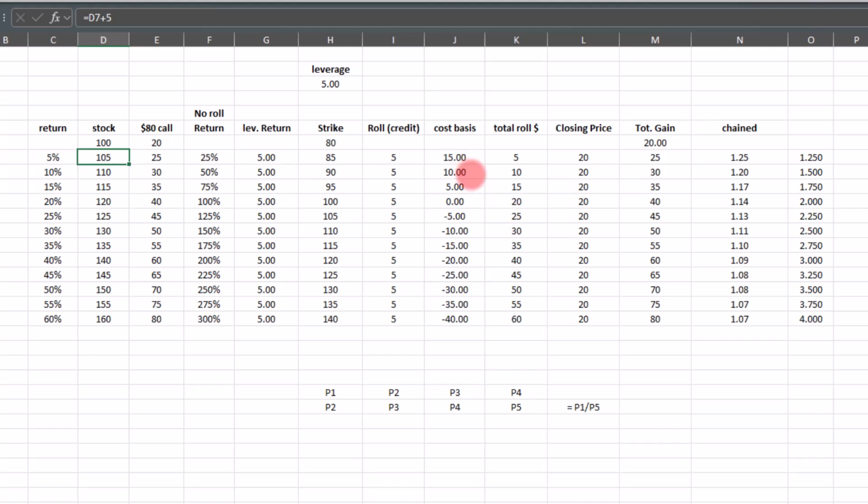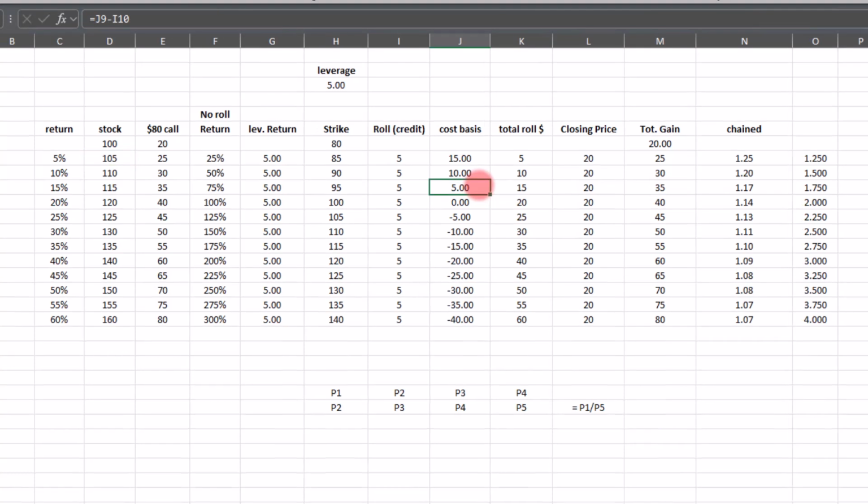Now let's look at this column, our cost basis. This is what a lot of traders do. They'll say, well, I paid 20 bucks, and when the stock went up here to 105, I got a $5 credit from my roll, so now my cost basis is 15. I rolled it again for 5 bucks. Now my cost basis is 10. I rolled it again for 5 bucks. Now I've got 5 bucks into it. And if I close my call, which remember is currently trading for 20, and I've got 5 bucks into it, that's a 4-fold increase or a 300% return.